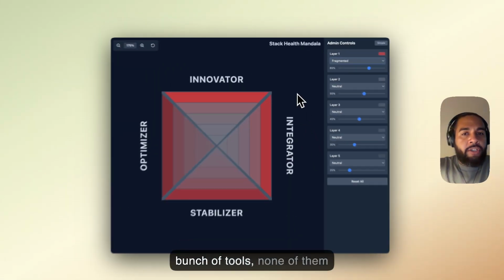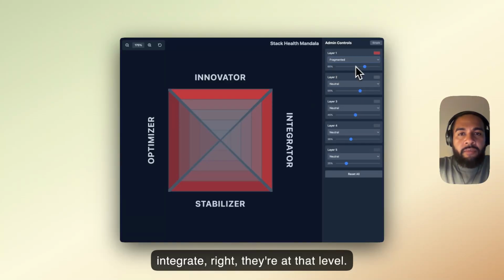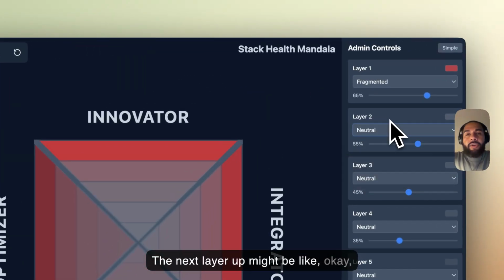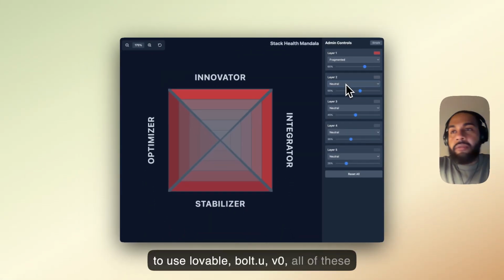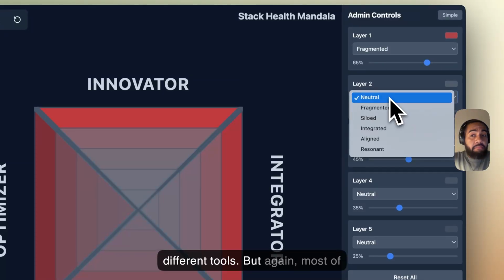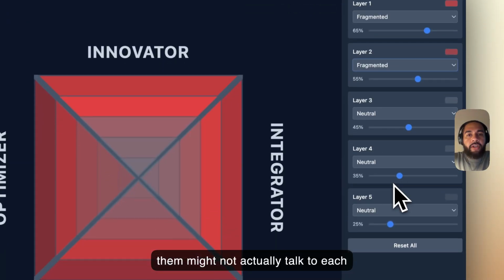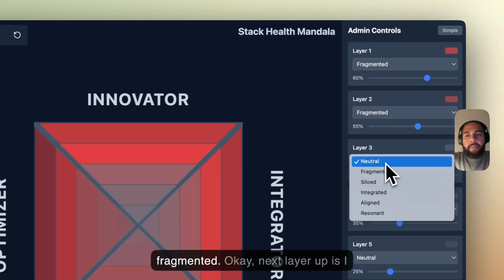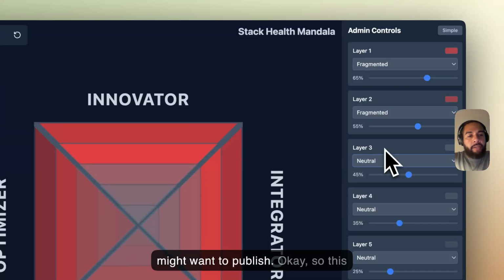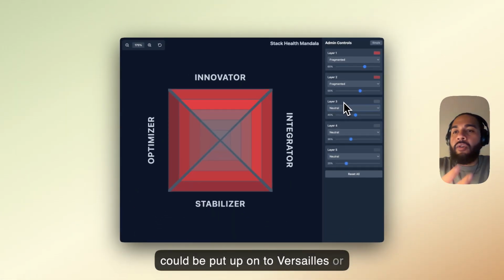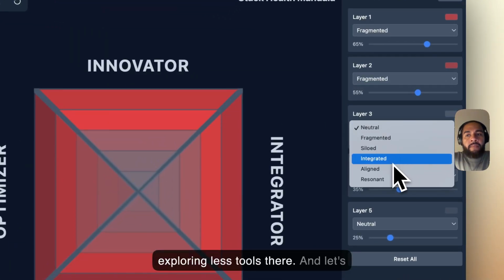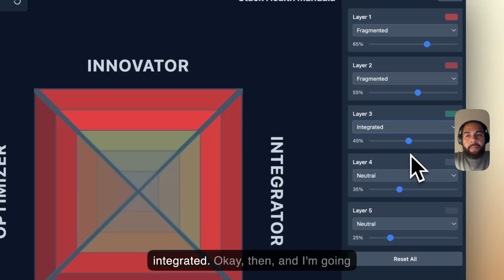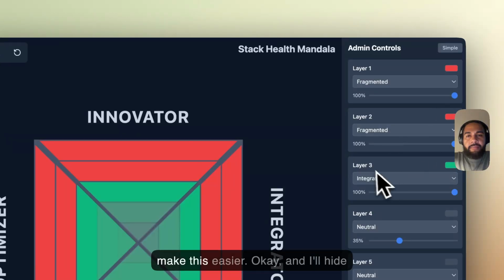Okay, so using a whole bunch of tools, none of them integrate, right? They're at that level. The next layer up might be like, okay, I want to start prototyping. So I want to use Lovable, Bolt.new, V0, all of these different tools. But again, most of them might not actually talk to each other. So I might say these are fragmented. Okay. Next layer up is I might want to publish. Okay. So this could be put up onto Vercel or somewhere of the sort. And maybe my options I'm using or exploring less tools there. And let's just say that layer is actually integrated. Okay. Then, and I'm going to put all these just to there, just to make this easier.